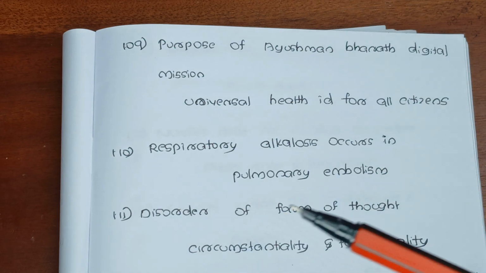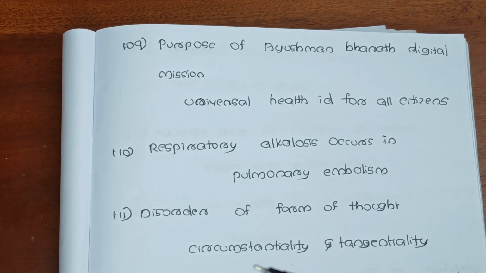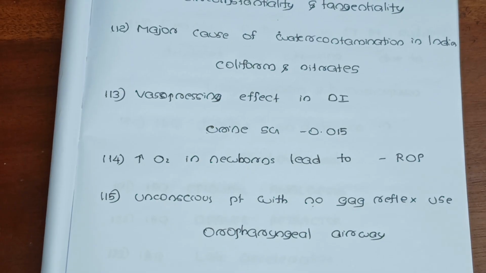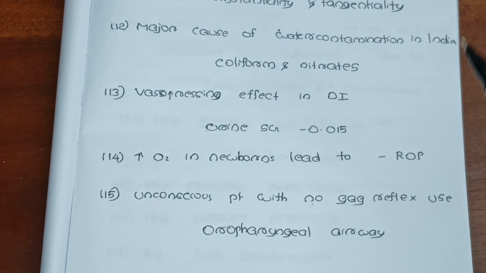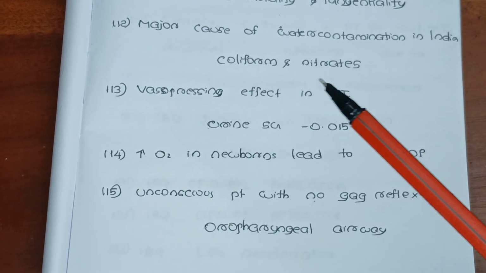111. Disorder of form of thought is tangentiality and circumstantiality. 112. Major cause of water contamination in India is coliform and nitrates.